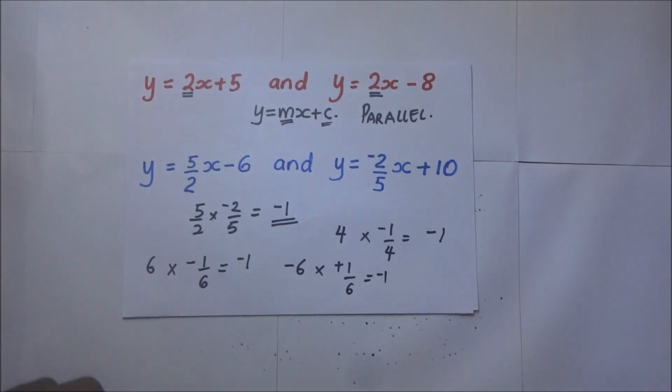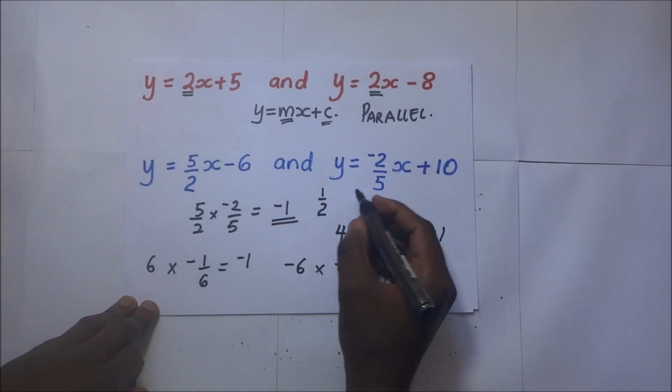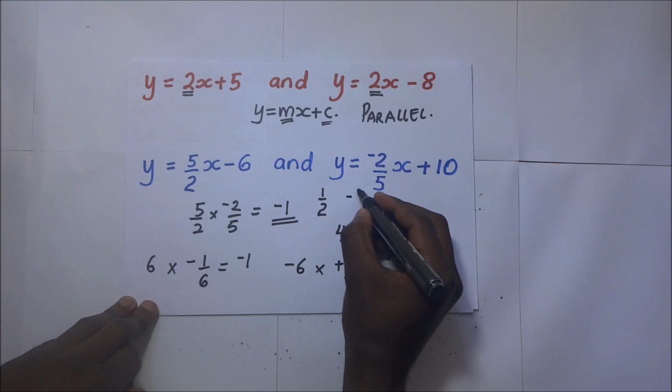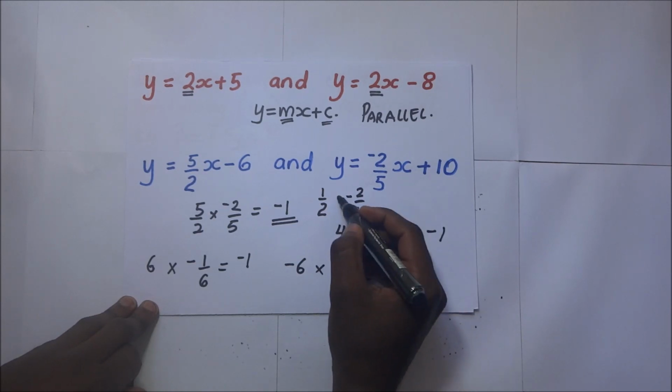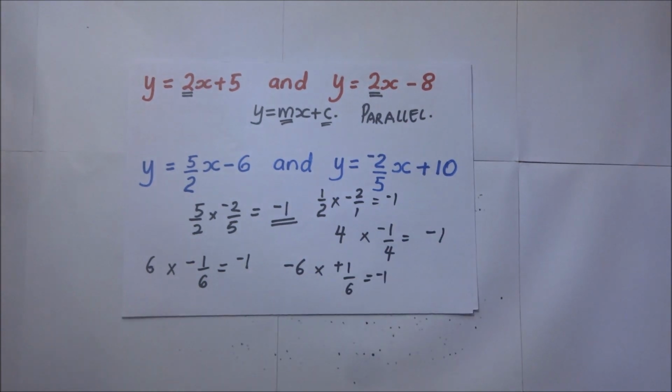Maybe one more example. If the gradient of this line was a half, it means that the gradient of the other line is going to be the negative reciprocal of this. So it's going to be negative 2 over 1. When you multiply these two, it's going to give us negative 1. So that is the rule.